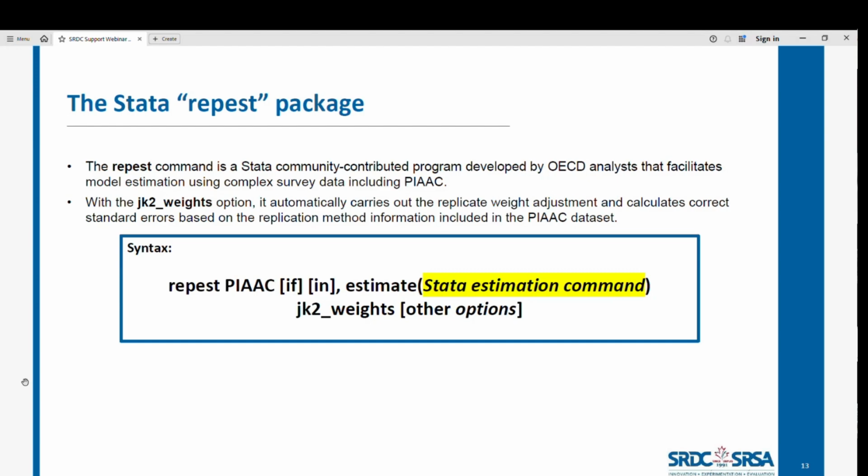And the general syntax for pooled data analysis looks like the one on the slide. So after REPEST, we specify PIAAC, and specify your estimation command in the estimate options, and then add the JK2 weight options.